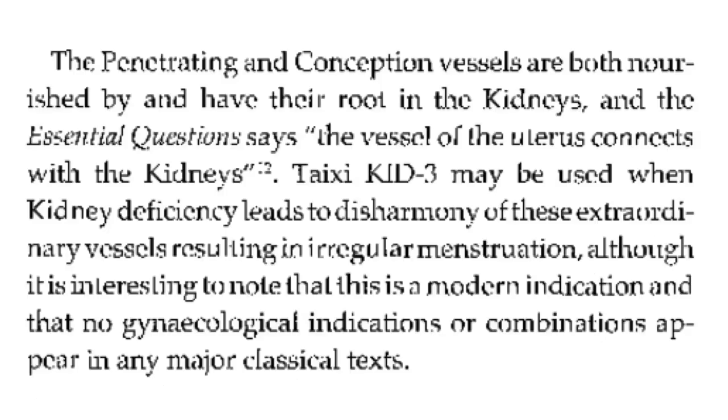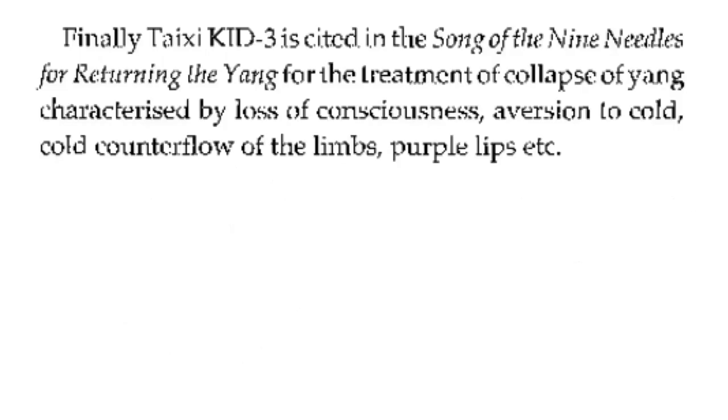The penetrating and conception vessels are both nourished by and have their root in the kidneys. And the Essential Questions says, "The vessel of the uterus connects with the kidneys." Kidney 3 may be used when kidney deficiency leads to disharmony of these extraordinary vessels, resulting in irregular menstruation. Although it is interesting to note that this is a modern indication and that no gynecological indications or combinations appear in any major classical texts.